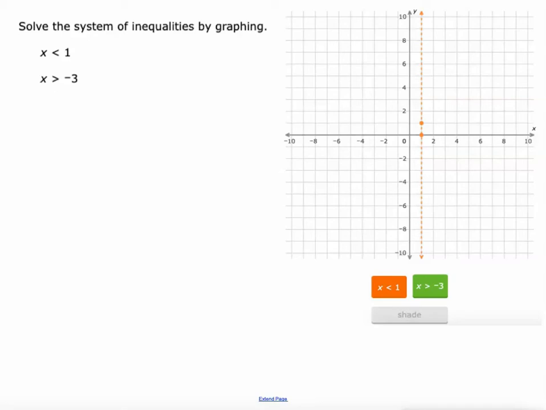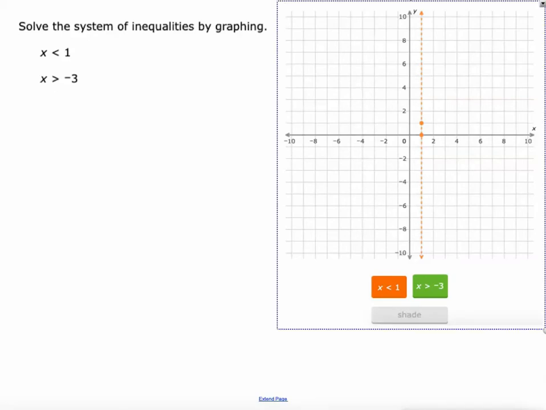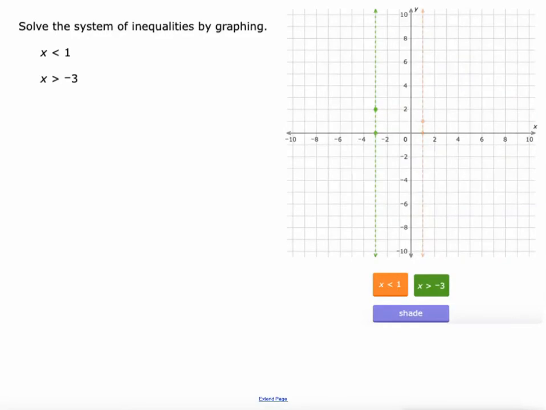X greater than or equal to -3. That would be a vertical line at -3. And again, it's dotted because it's greater than as opposed to greater than or equal to. If it was the or equal to, we would have solid lines here. All right, and then lastly, we need to determine our shading. So I'll get some colored markers out here.